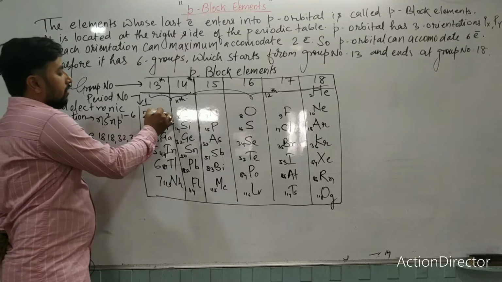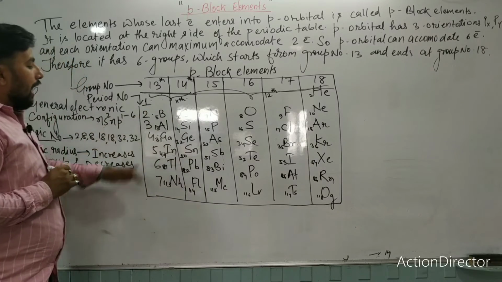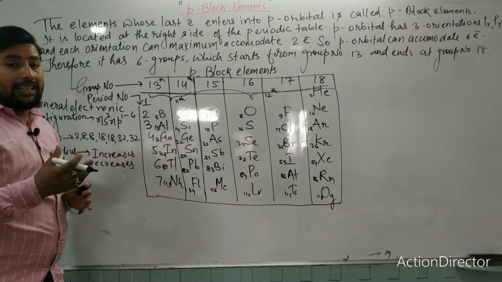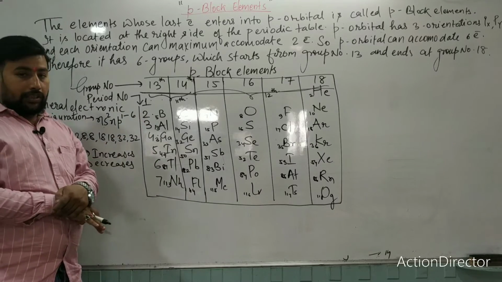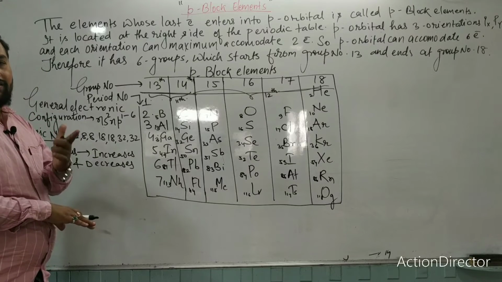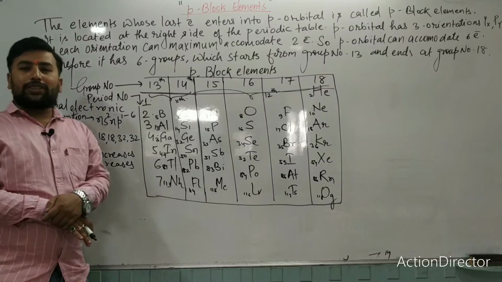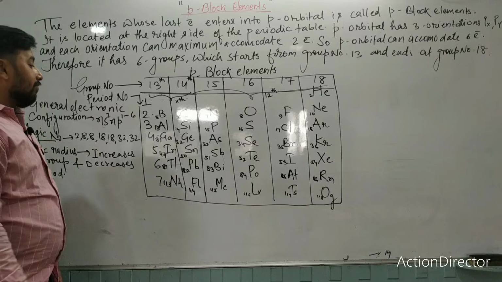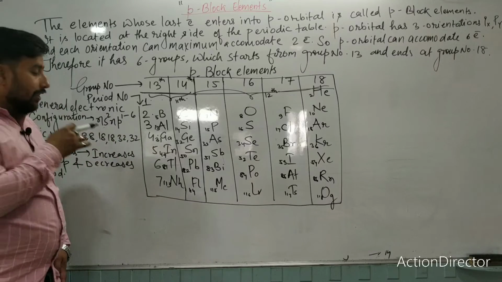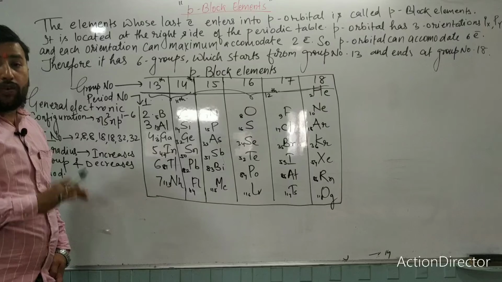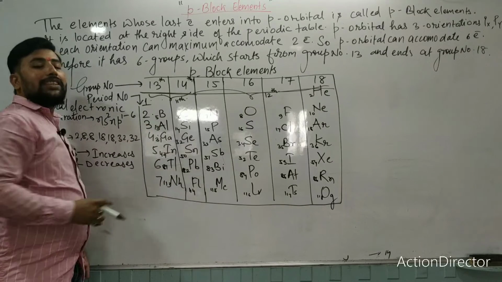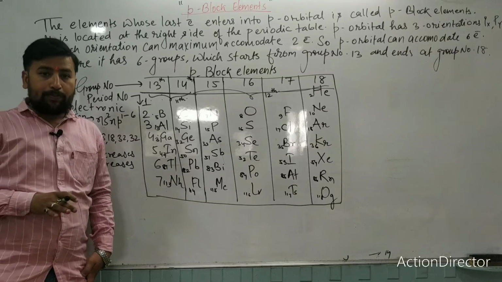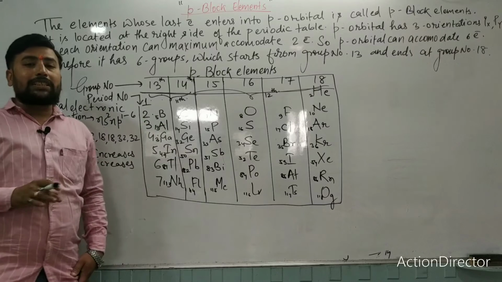Boron is a second period element, and aluminium is a third period element. So definitely one energy shell is added, so its atomic radius will increase. But some exceptions are there in chemistry, as you know very well. In group 13 elements, boron's atomic size is less than aluminium. But if you compare gallium and aluminium, aluminium's atomic size is greater than gallium.